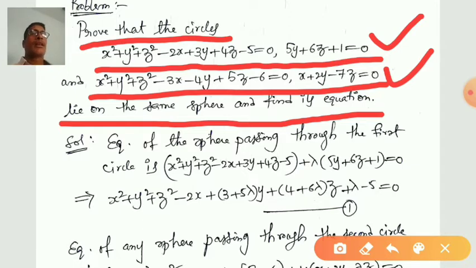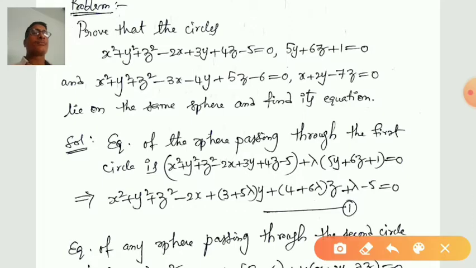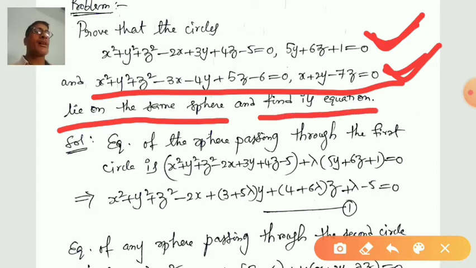Actually, here are two equations: one is a sphere and another is a plane. That means S = 0 and U = 0. These two equations represent a circle, and these two equations also represent another circle. So in this problem, first you have to understand what we have to do. We have to prove that these two circles lie on the same sphere, and also find the equation of the common sphere on which these two circles lie.